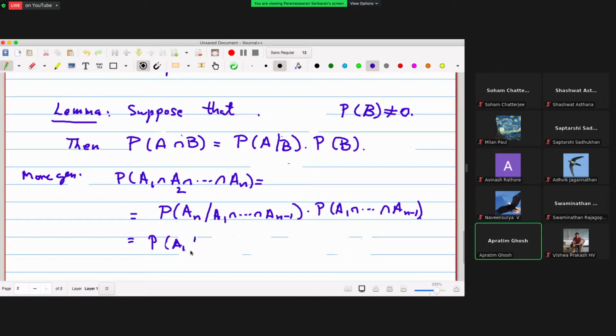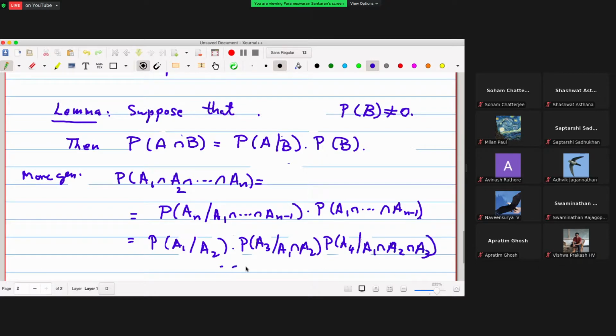So I think it will be easier for you to write if you define, let's say, A1 intersection A2 intersection dot dot dot till Ai as Ci, for example. That will be easier to write down. It's a very trivial thing to write out, but let me write like this: A2, probability of A3 given A1 intersection A2, probability of, and so on, A4 given A1 intersection A2 intersection A3 and so on.